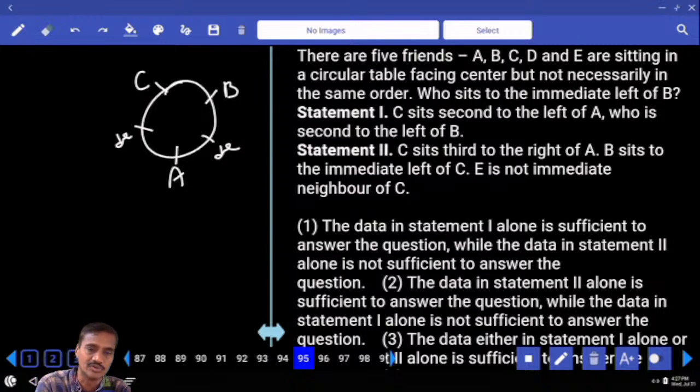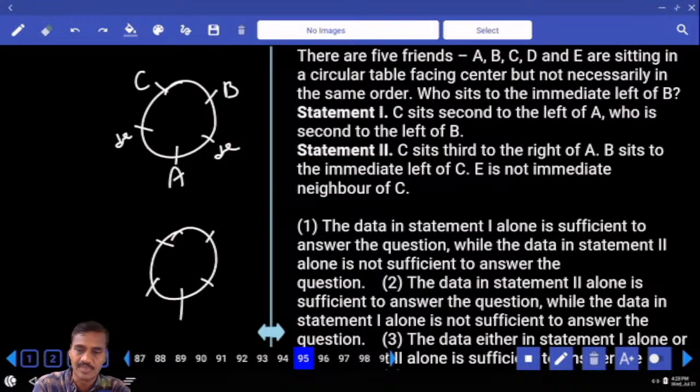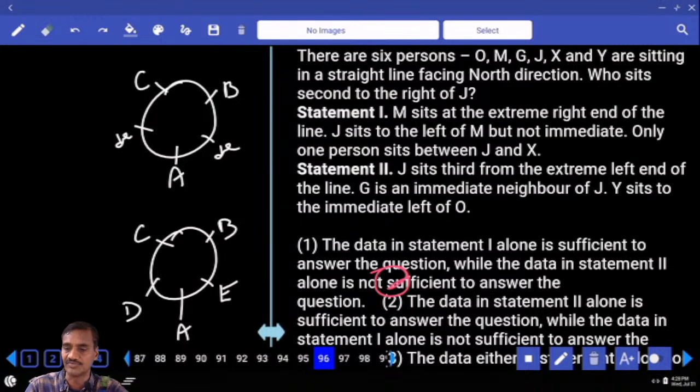Then coming to 2 alone. How many persons are there? There are 5 people. C is third to the right of A. Now if A is 1, 2, 3, C is third to the right of A. B sits to the immediate left of C. E is not an immediate neighbor of C, so E is, D is. Are you getting the answer or not? Yes. And how do we get the answer? Only by taking the information given in choice 2. So only choice 2, question number 95.